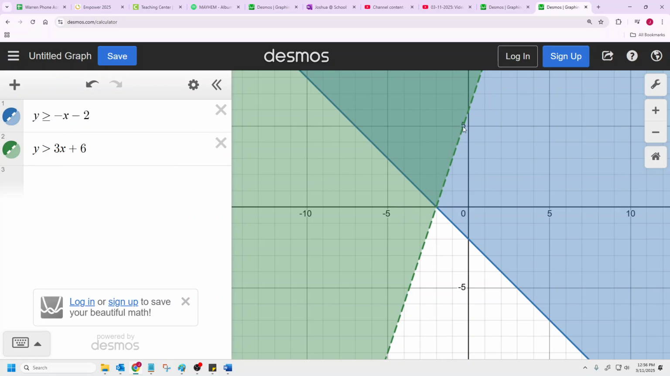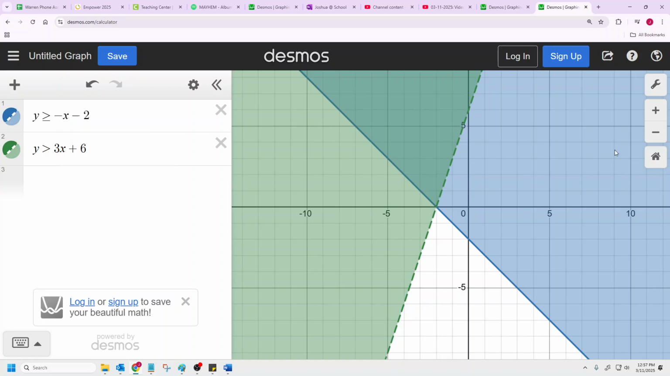Now, remember, do you see this dashed line here? That is super important. We learned this before. When there's no line underneath there, this just says greater than. It doesn't have the equal sign underneath it. This is greater than or equal to. That's a solid line for the blue. So whenever you solve these, you can see how Desmos shades here.